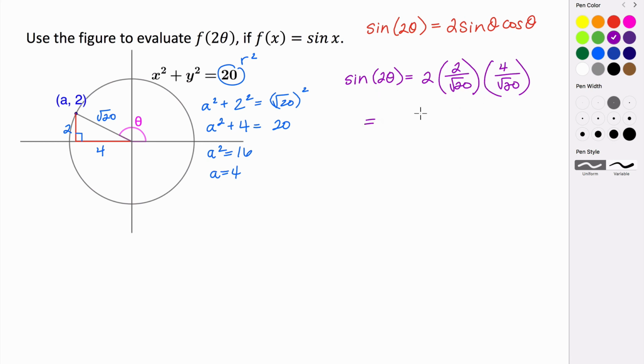So 2 times 4, that's 8. The square root of 20 times the square root of 20 is just 20. And then all of this is multiplied by 2 over 1. So we end up with 16 over 20. Both of those are divisible by 4. So we have that the sine of 2 theta is equal to, 4 goes into 16 4 times and goes into 20 5 times. So the sine of 2 theta is just going to be 4/5.